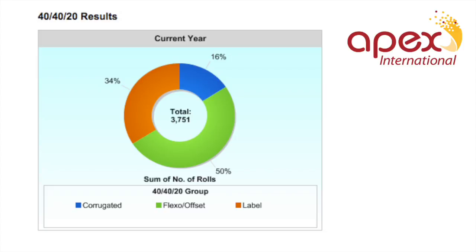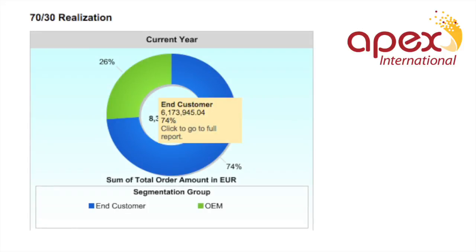40-40-20 is an operational efficiency metric at Apex that allows us to optimize our production capacity, reduce lead times, and better service our customers. The 40-40-20 results report displays the total number of roles you have sold in the current year and into which vertical markets, giving you immediate access to where you stand in terms of this critical KPI. The 70-30 realization report is a revenue-based metric displaying your total year-to-date sales by market segment, which we define as either an end customer or an OEM. 70-30 allows Apex to balance our business in a way that optimizes average profitability per transaction.